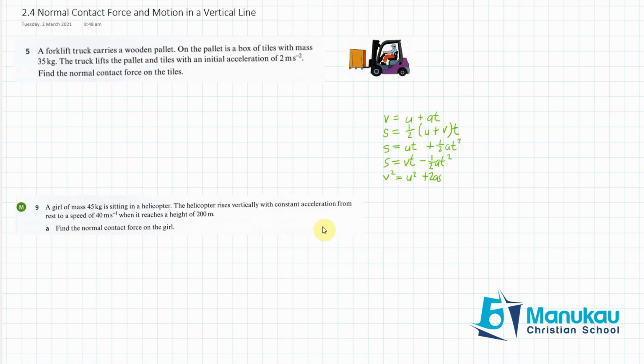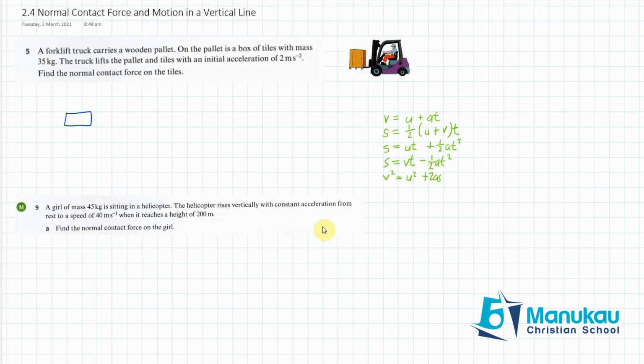First one, the forklift carries a wooden pallet. On the pallet is a box of tiles with a mass of 35 kilograms. The truck lifts the pallet and the tiles with an initial acceleration of 2 meters per second squared. Find the normal contact force on the tiles. So, we've got to model this.